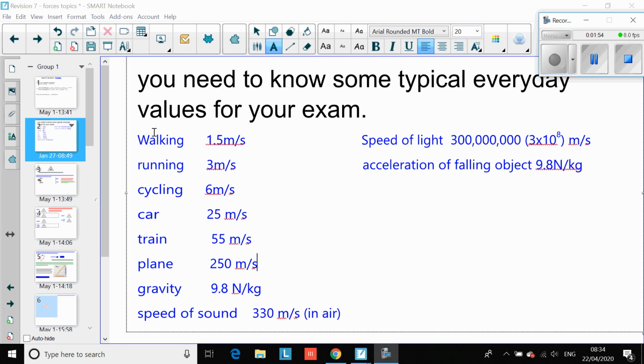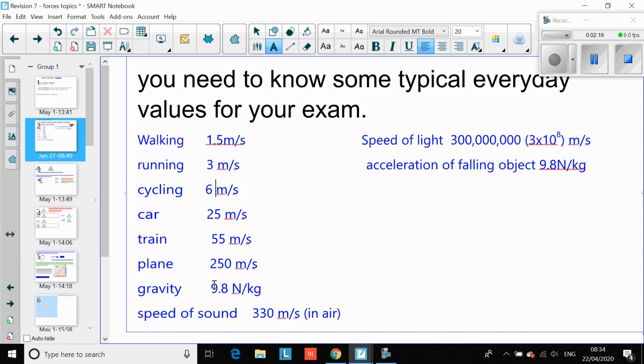Okay, and there they are. Walking: if you get a question about someone walking, they might only give you the distance and say work out how long it took them, but you need to know that their speed is 1.5 meters per second. Running, it's 3 meters per second. Cycling, it's 6. Car, 25. Train, 55. Plane, 250.